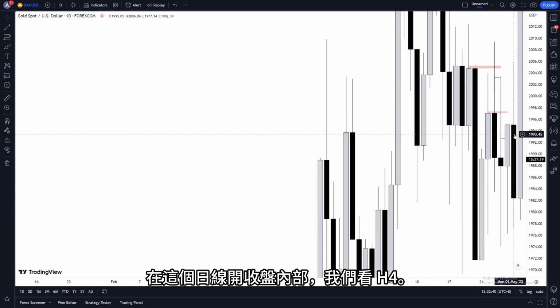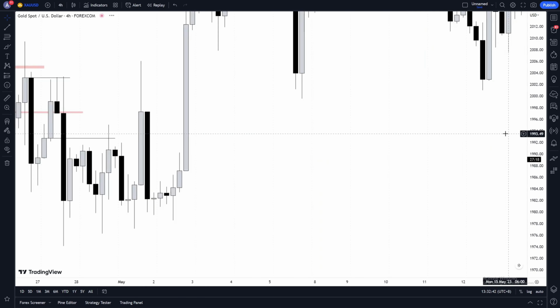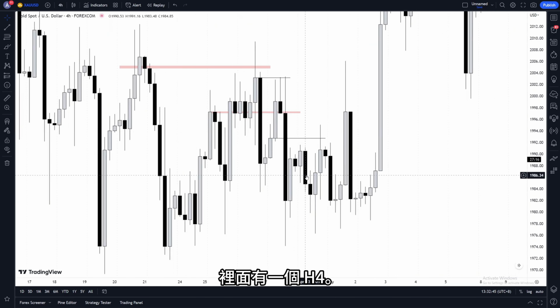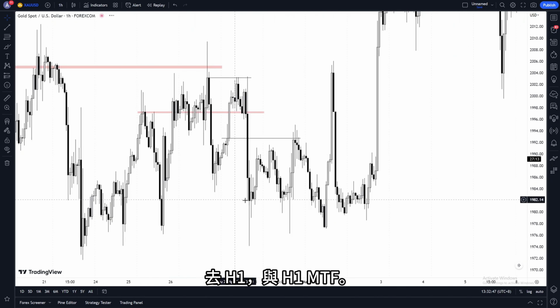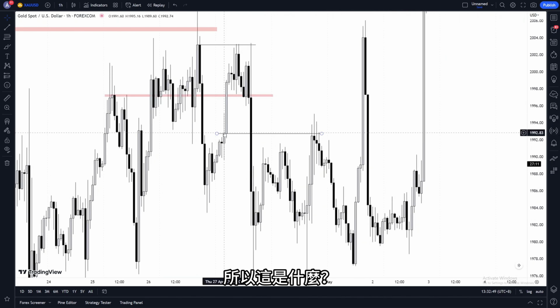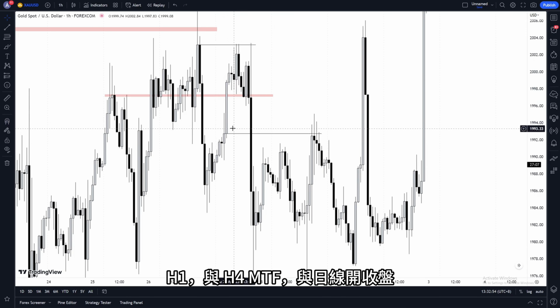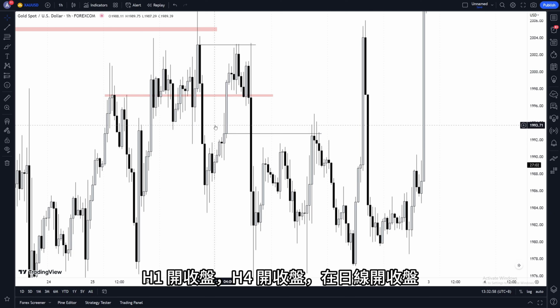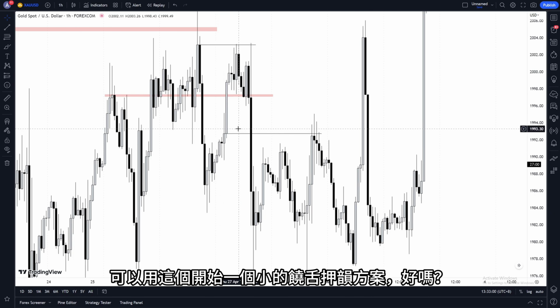Inside this daily open close, we look at the H4. Got a H4 in there. Go to the H1. MTF with the H1. So what is this? H1, MTF with the H4, MTF with the daily open close. H1 open close, H4 open close, inside a daily open close. You could start a little rhyme scheme using that.